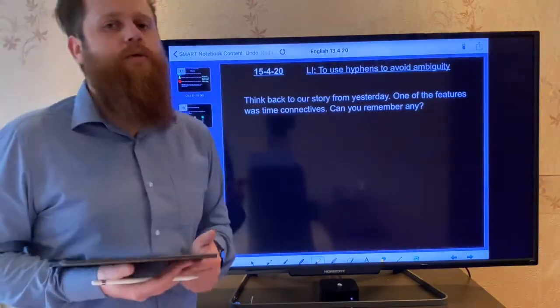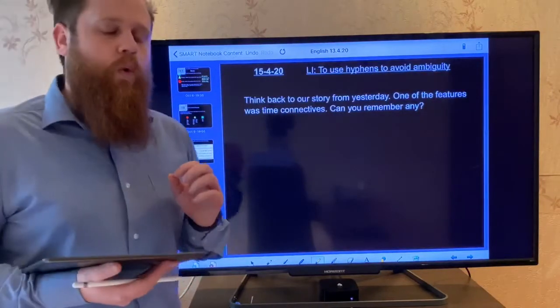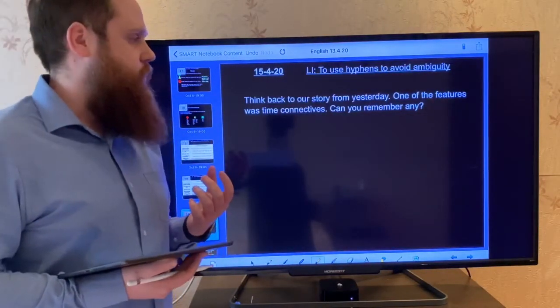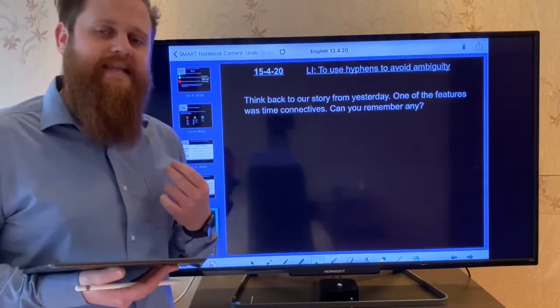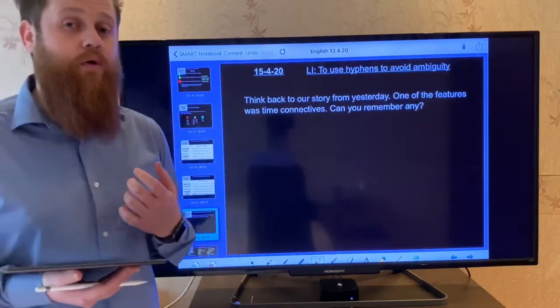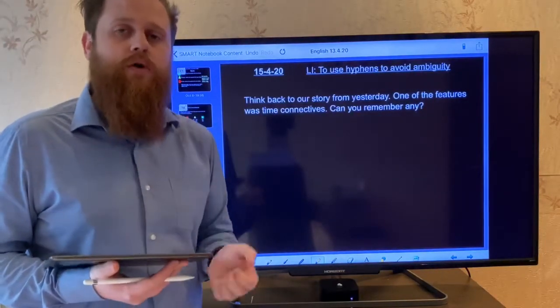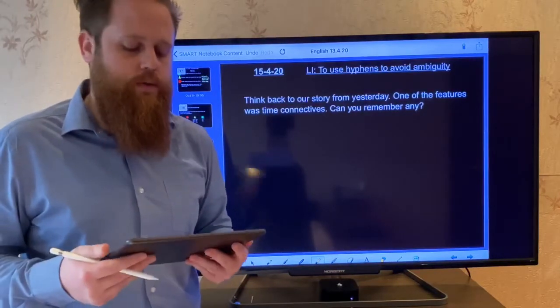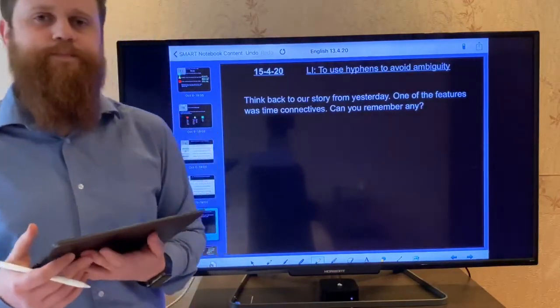Now then, think back to our story from yesterday. One of the features was time connectives. Okay, can you think of any time connectives? They're very, very important to use in our work, and especially important to be using in chronological reports. So can you think of any?